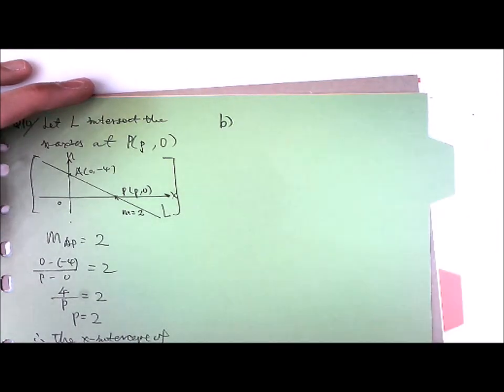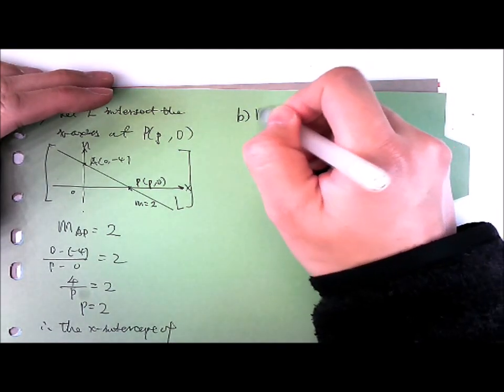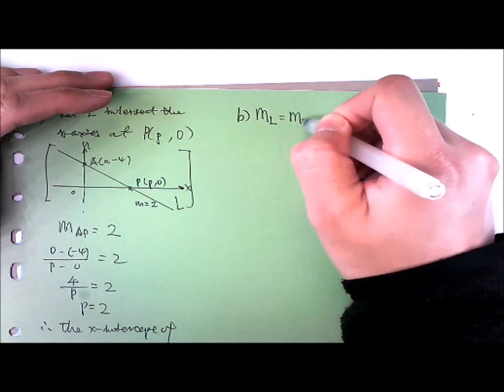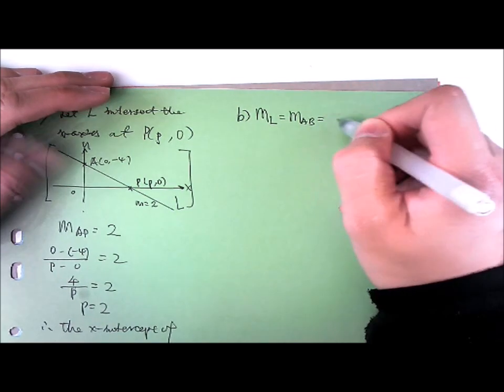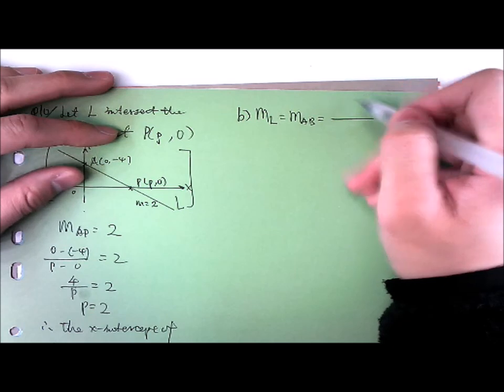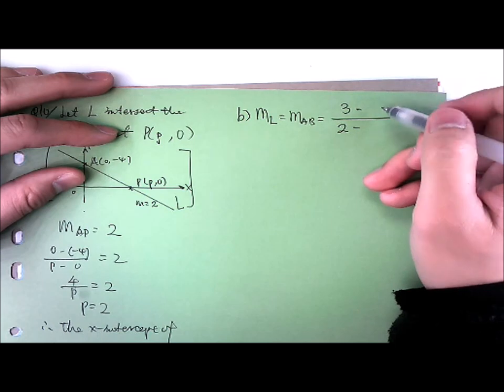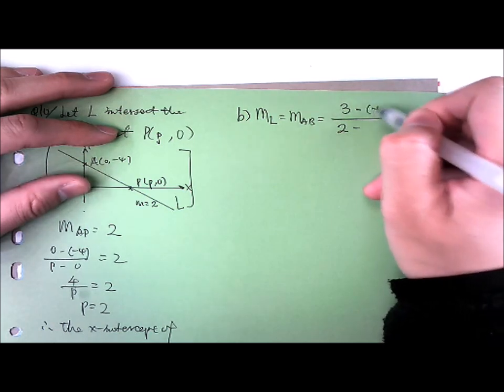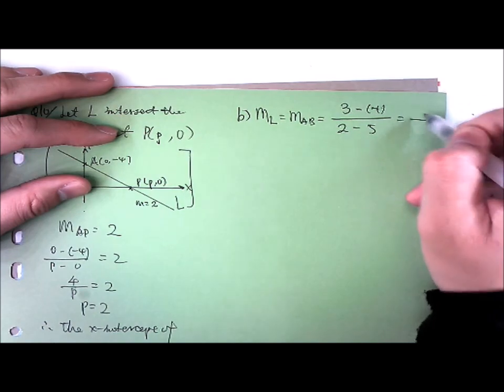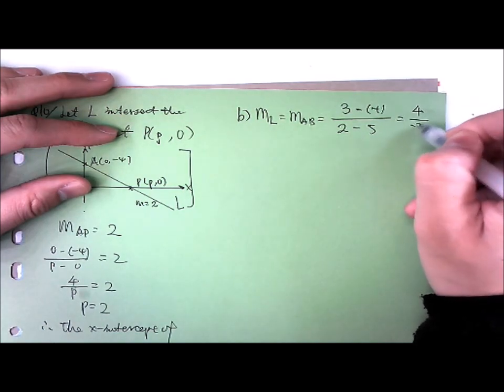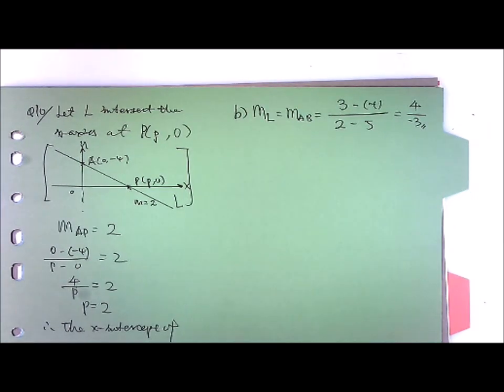Part B, slope of L, meaning that m_L is actually equal to m_AB, right? So just write this. For the A point first, 3, 2, minus, and then minus negative 1, 5 here, and then this is 4 above, and then here negative 3, and that's it. Understand? Yeah. So I'll do one more again.